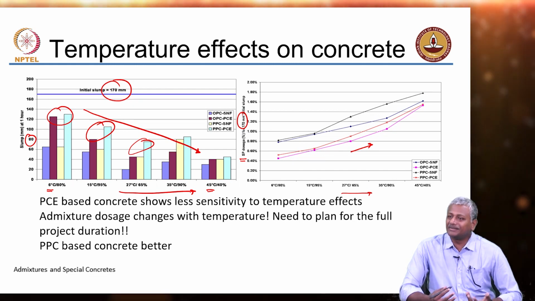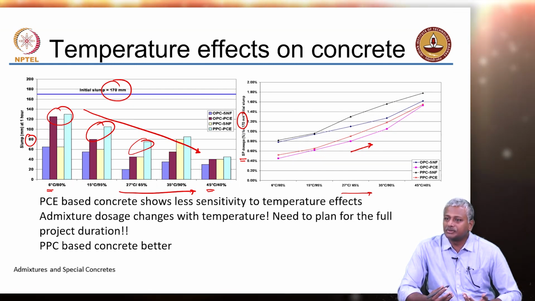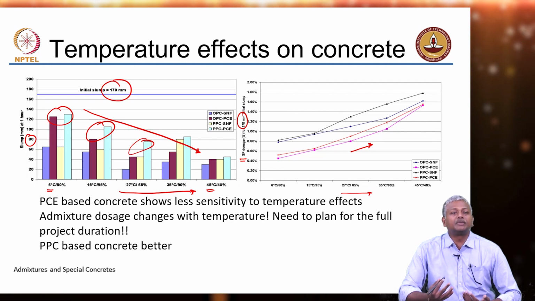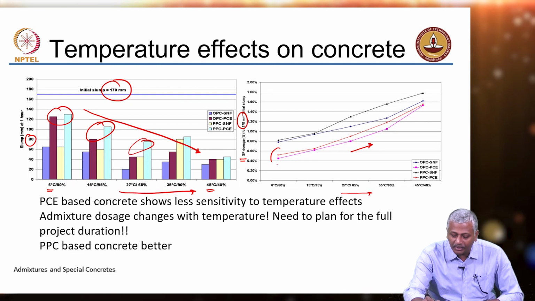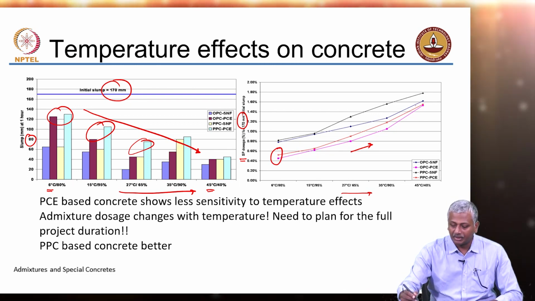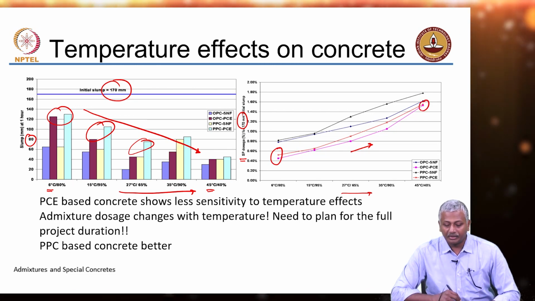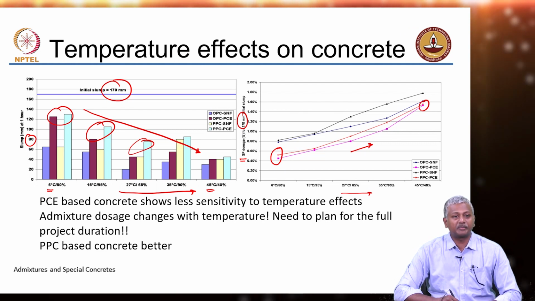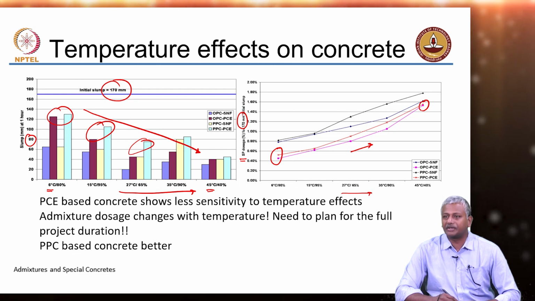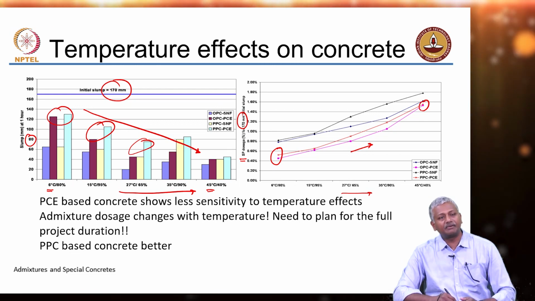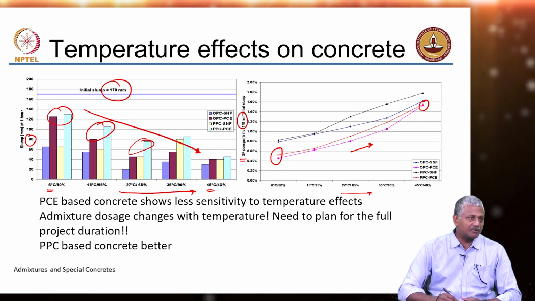So, how do you design then your concrete mixture to be suitable throughout the process of the construction? Just imagine, here you only need about 0.5% dosage, whereas here you need 1.4 or 1.5% dosage. So, major difference in dosage of the admixture is happening to reach the same initial level of workability. So, one has to be aware of this.